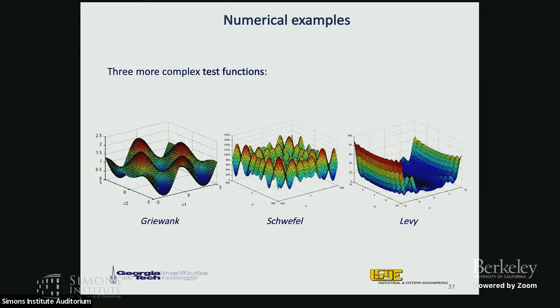But now we choose three much more complicated functions. You can see the middle one has many peaks. And the right one is kind of very strange. And the left one has four peaks.